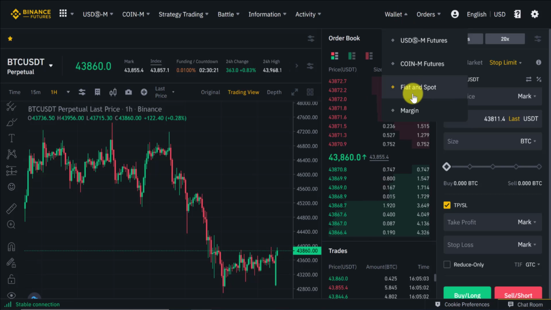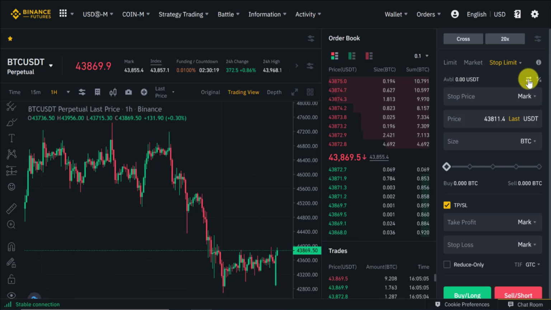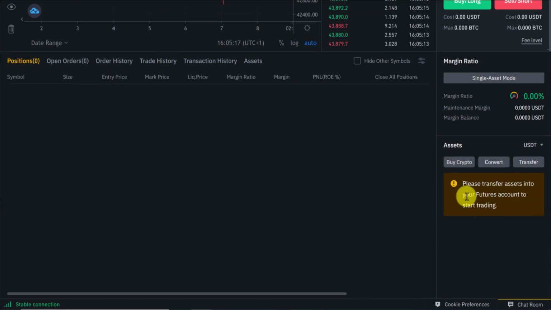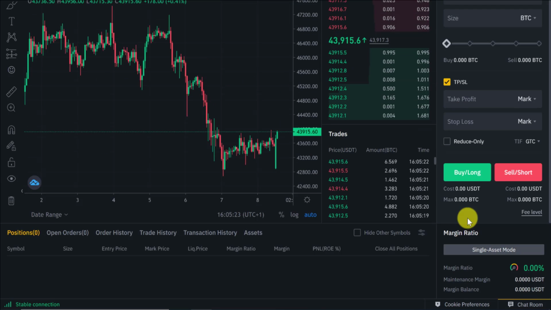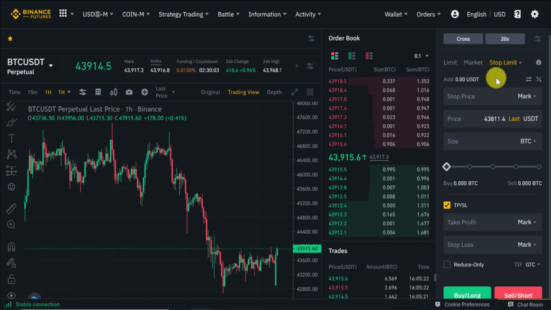So what other thing? Okay, your wallet here. Fiat and spot. You can transfer money from one wallet to the other, because the wallet you use to trade in the spot market is different from the one you use to trade in the futures market. So you need to transfer some money into this one. Look at what it's giving me here. You need to transfer some money here before you can trade here. You have different wallets for different markets. So that is that about that.